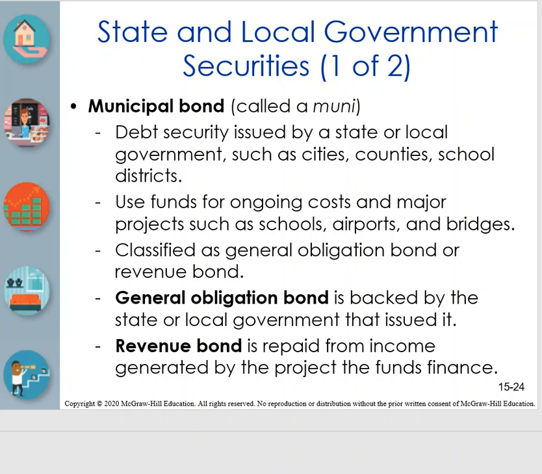Usually all municipal bonds are either general obligation bonds or revenue bonds. A general obligation bond is backed by the state or local government that issues it, so they guarantee payment. Whereas a revenue bond is repaid from income generated from the projects it finances. So if you bought a bond that was going to build a toll road, it's going to be paid back with the profits from drivers who pay the toll.